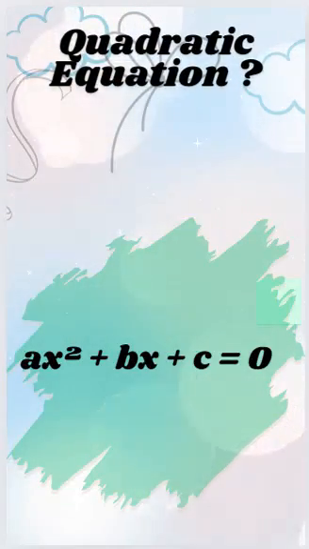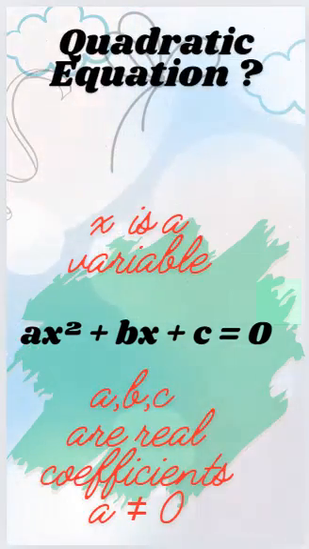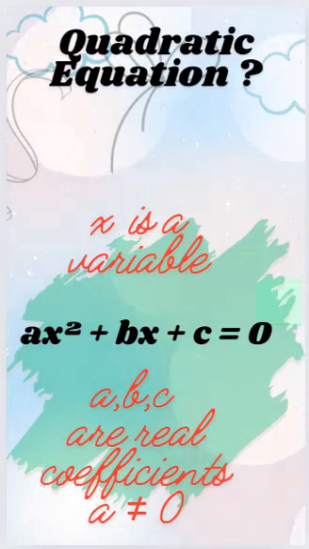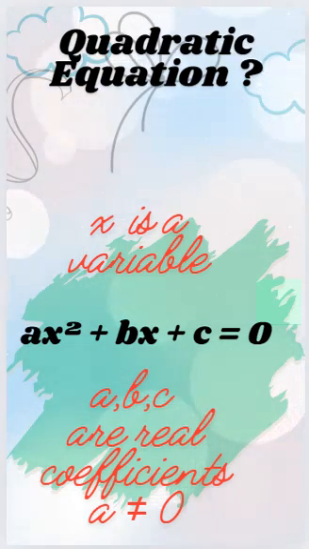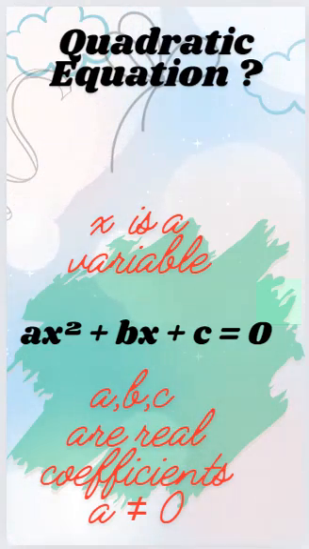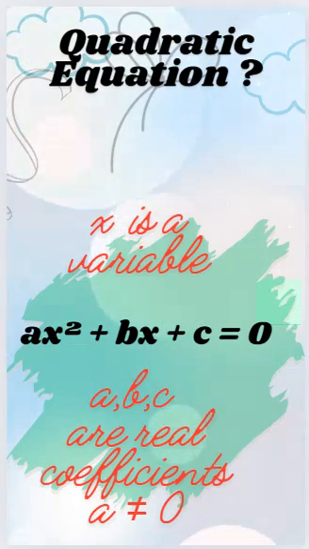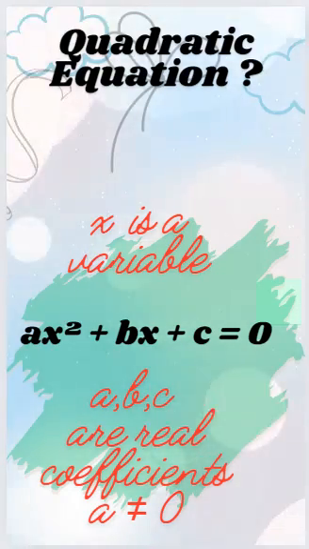What is a quadratic equation? A quadratic equation is a mathematical expression of a quadratic function where its value is 0. Where the value of the function is equal to 0, the function can be written as ax square plus bx plus c equals 0. This is the standard form of a quadratic equation. x is called the input variable. a, b and c are real coefficients and a is not equal to 0.